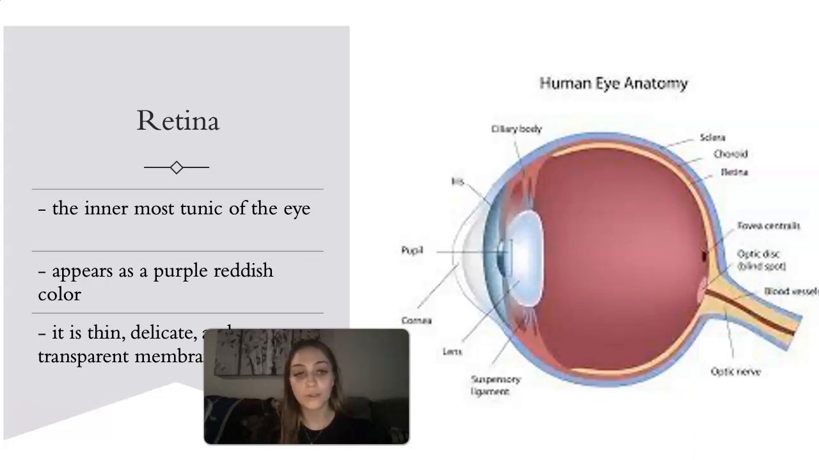It is the innermost tunic of the eye, so it's located a little further back inwards. It usually appears as a purple reddish color, and it is a thin, delicate, transparent membrane. In the photo next to this slide, I provided a little anatomy of the eye and where things are located, to help us get a better understanding of where the retina is located visually and how important it plays into the pupil and the cornea.